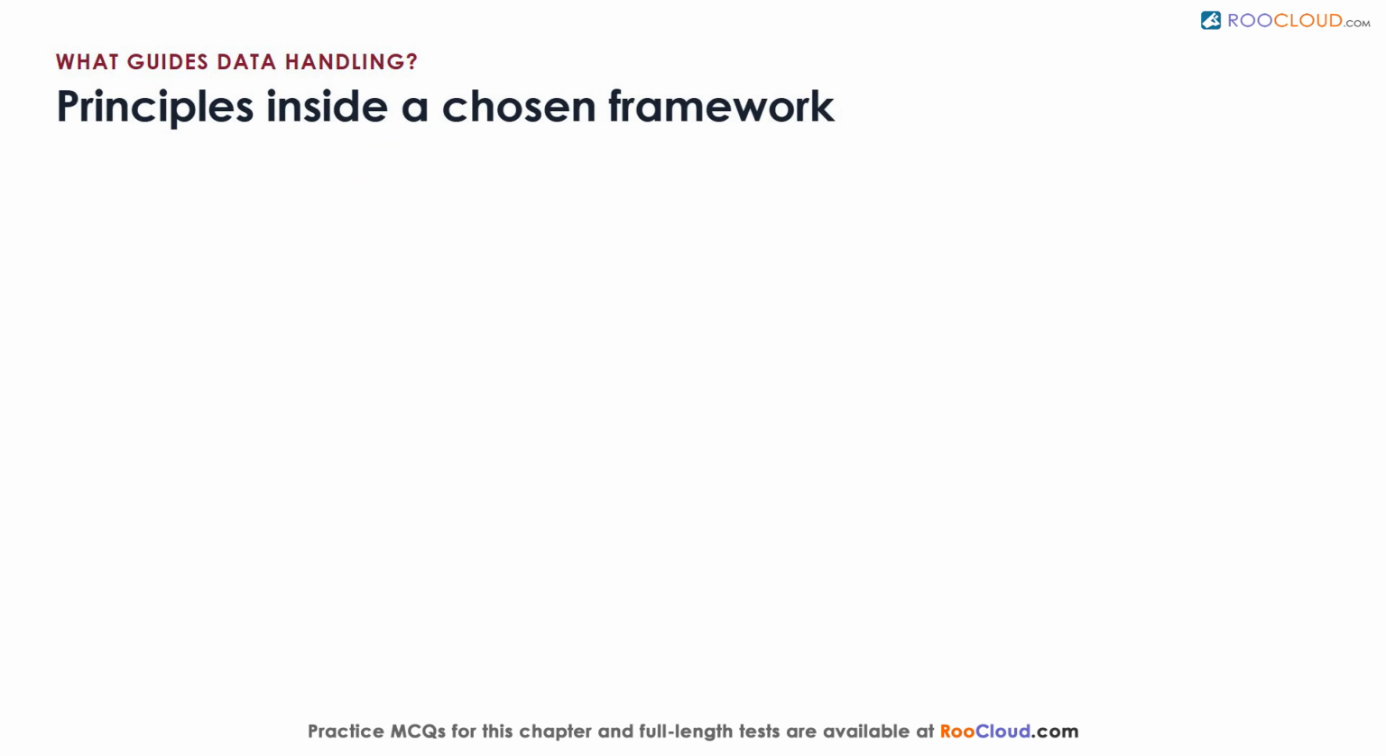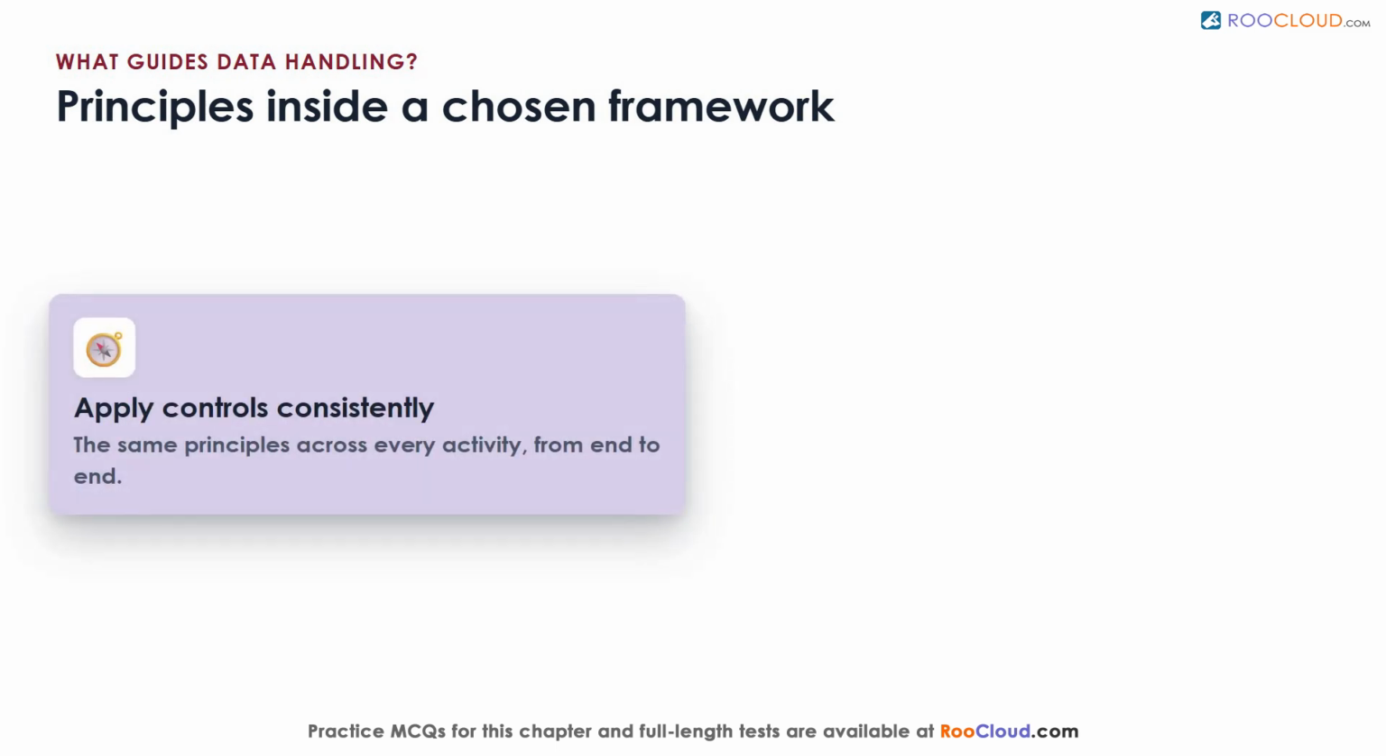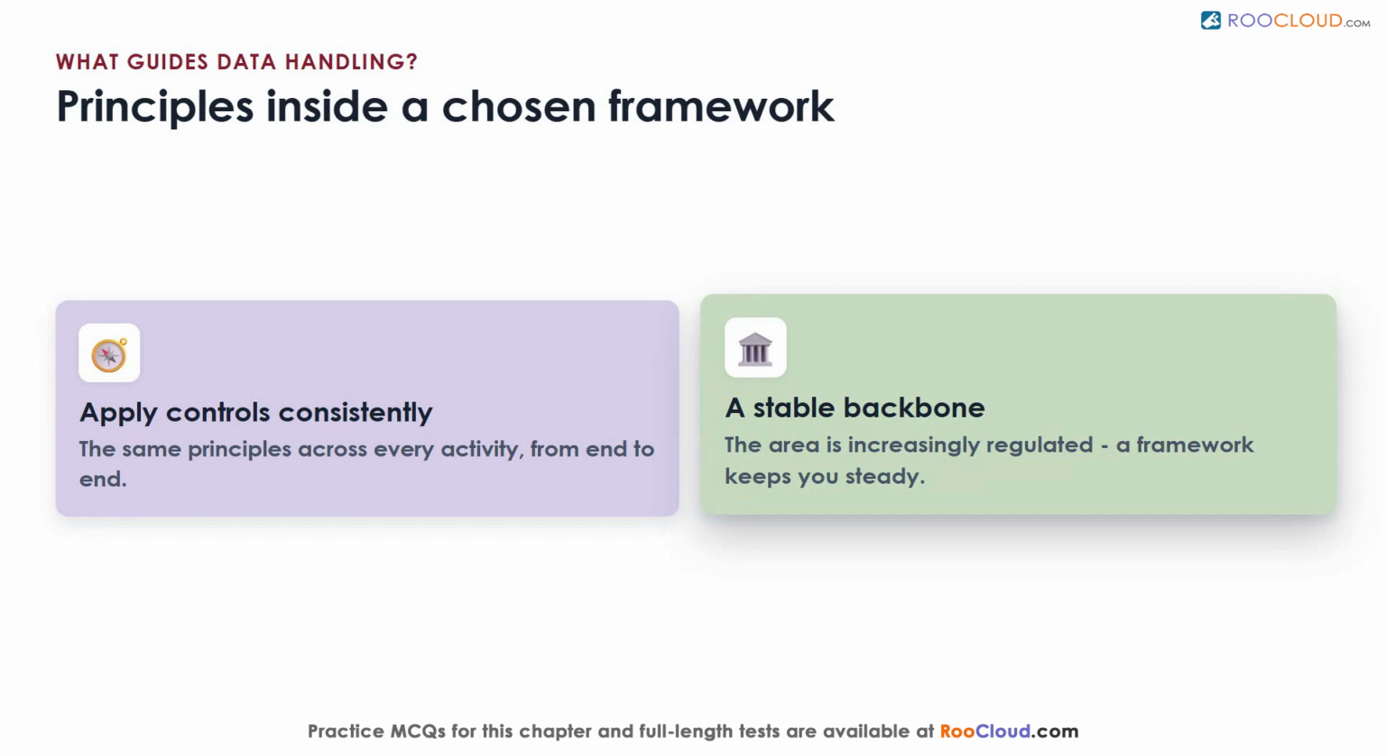What guides the way you handle personal data? Privacy principles inside a chosen framework do that. They let you apply controls consistently across every activity. Several well-known sets of principles exist to pick from. And this area is getting more regulated all the time. Laws in Europe and the United States keep expanding. Many are built on those same underlying principles, so picking a framework gives you a stable backbone.